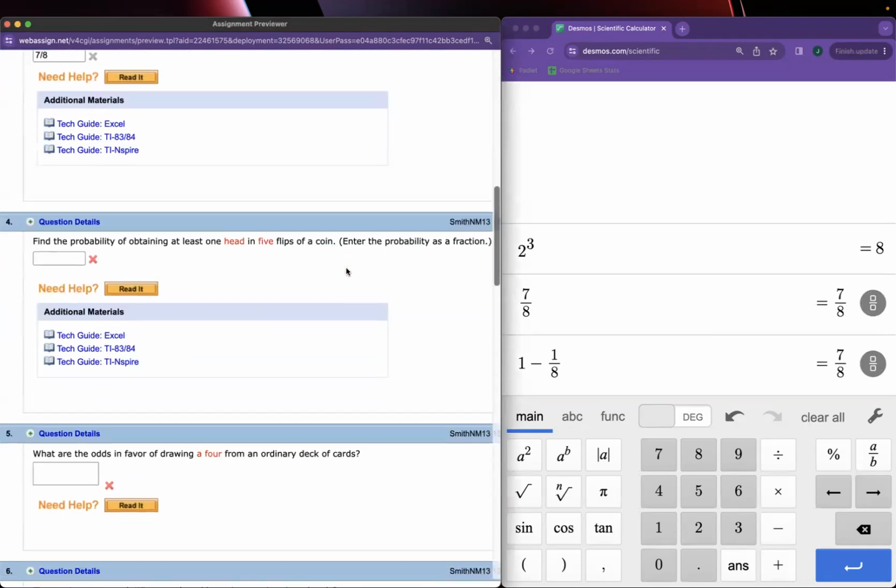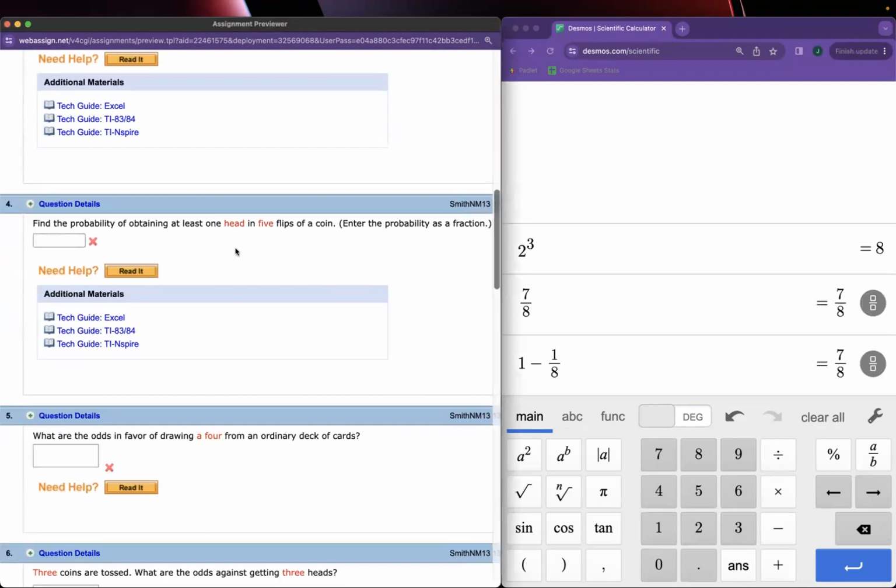Okay. Number 4. Find the probability of obtaining at least one head in 5 flips of a coin. Hold on a second.